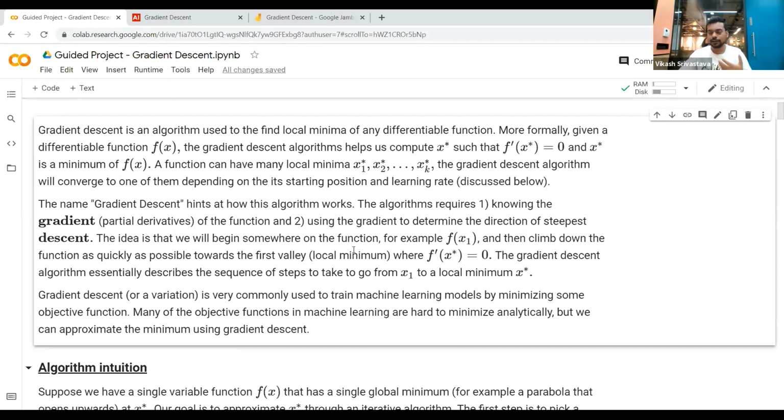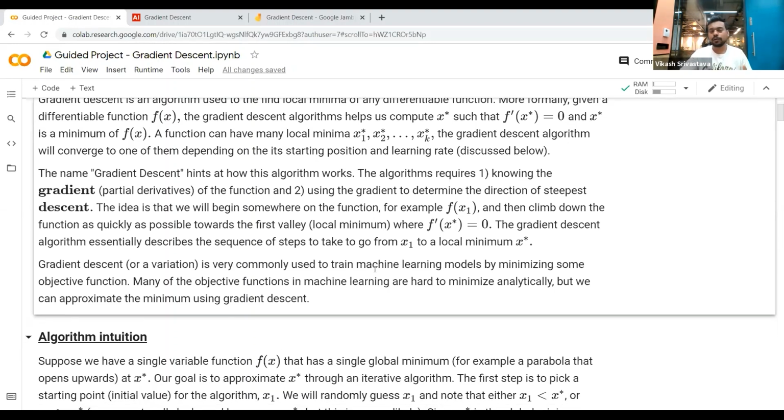Where the derivative of the loss function will be equal to 0. Okay. So the gradient descent algorithm essentially describes the sequence of steps to take to go from x1, that is our starting point, to a local minimum x hat or x star. The gradient descent algorithm is very commonly used to train machine learning models by minimizing some objective function, right?